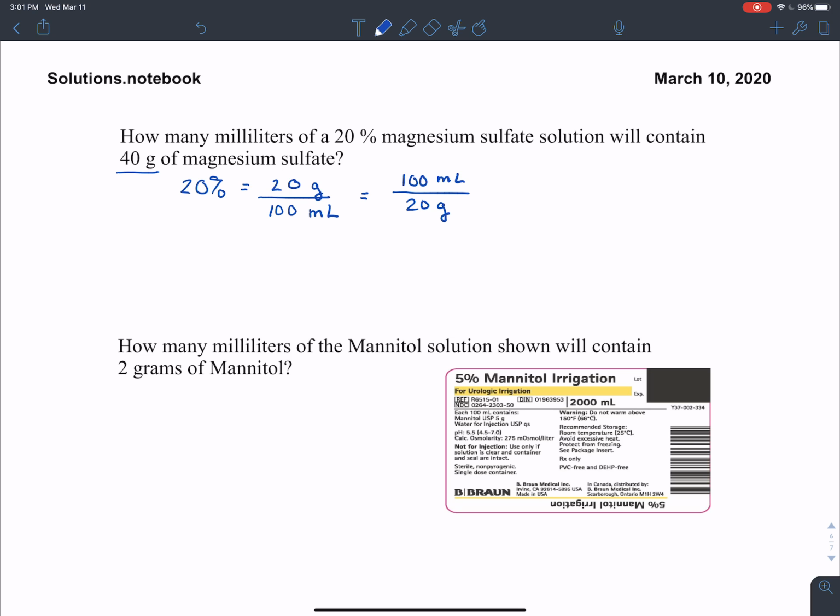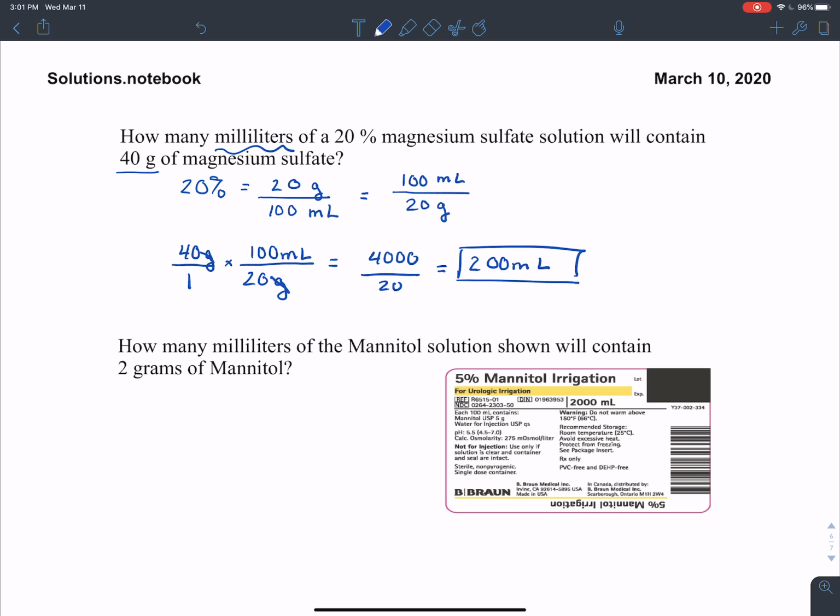Now, we have 40 grams of the pure drug. We want to know how many milliliters of the solution we could use. So in my dimensional analysis, I want the 20 grams to be in the denominator to cancel out, and the 100 milliliters to be up in the numerator. That gives me 4,000 over 20, or 200 milliliters of this solution.